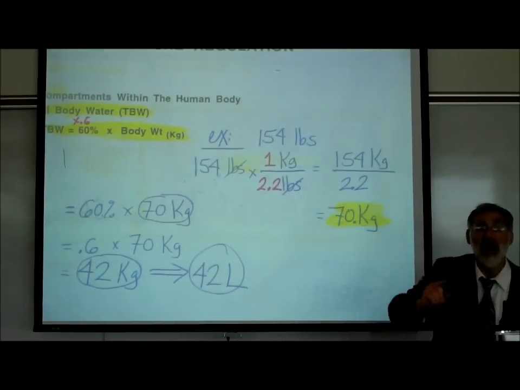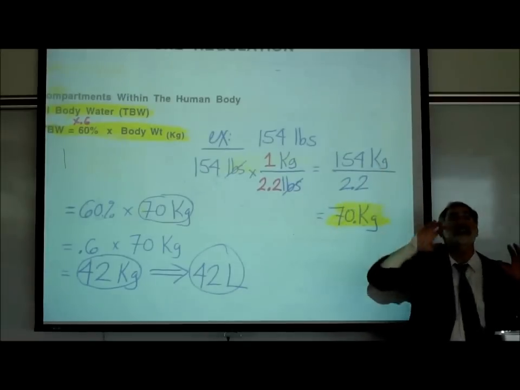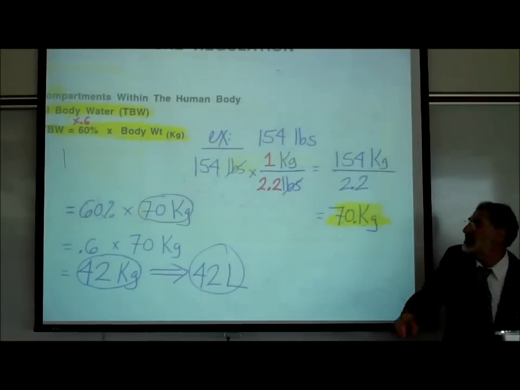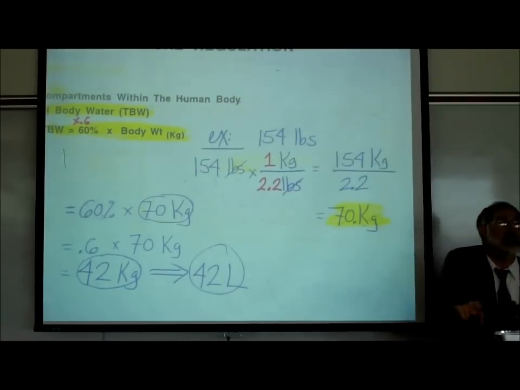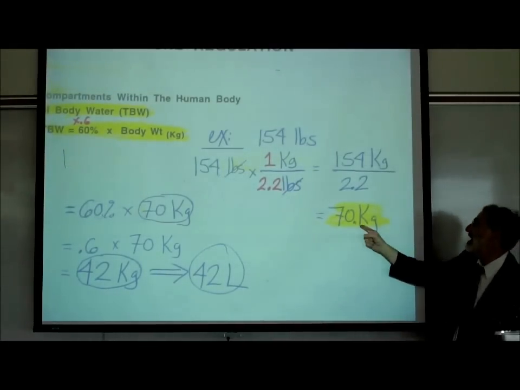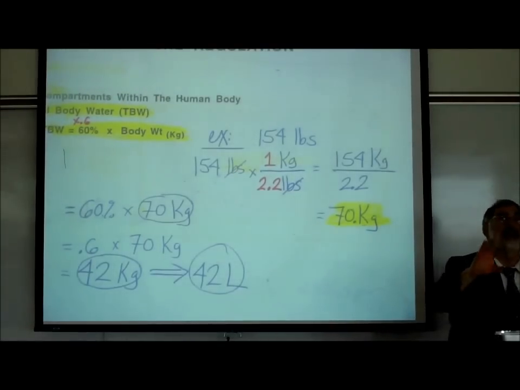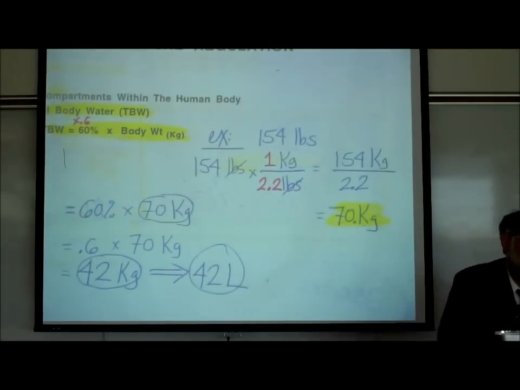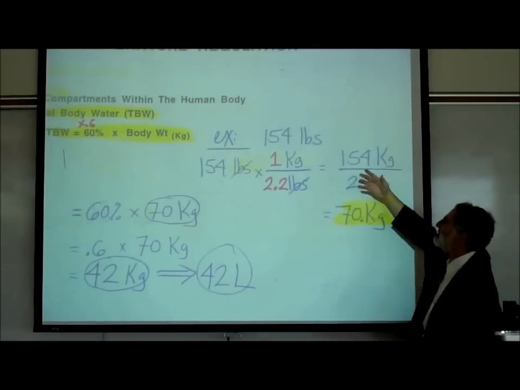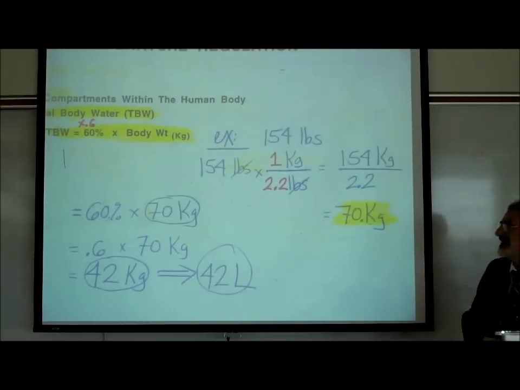That's what's important. I would rather have you estimate 2 into 150 is 75 than tell me the right answer is 700 or 7. You're not going to kill anybody if the right answer is 70 and you wrote 75. You can kill somebody if you wrote 7 or 700. All right, so what we're saying is somebody who weighs 154 pounds weighs equivalent to 70 kilograms.